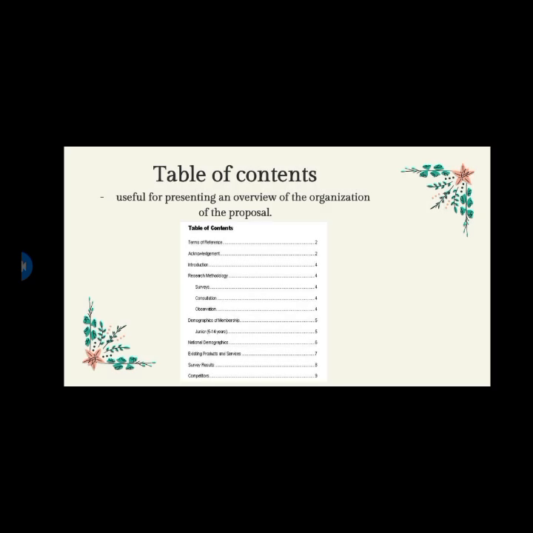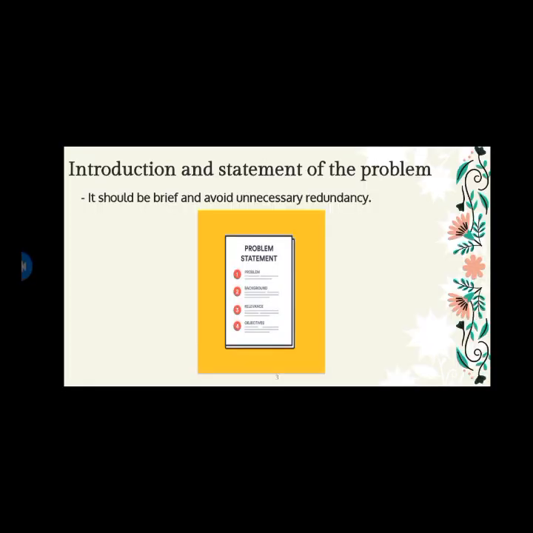A table of contents is not always considered necessary, especially for brief proposals, but it is useful for presenting an overview of the organization of the proposal. An introduction is not always considered necessary, as it tends to duplicate information that follows, but an opening statement characterizing what is being proposed can help to introduce the subject to the reader. Some authors use the introduction to outline the major components of the proposal. If included, it should be brief and avoid unnecessary redundancy.